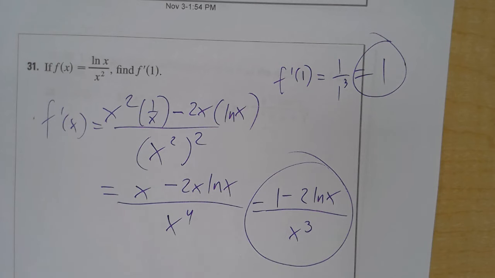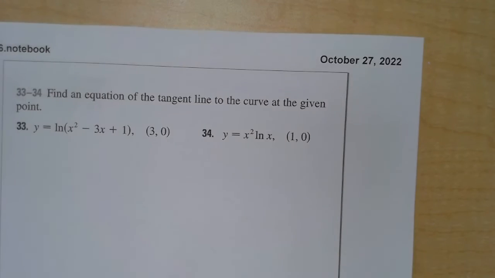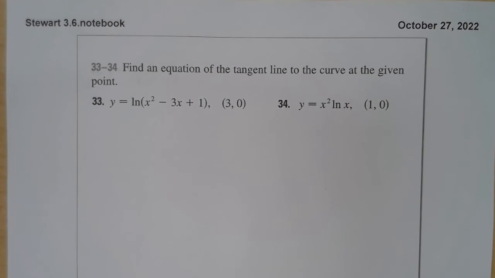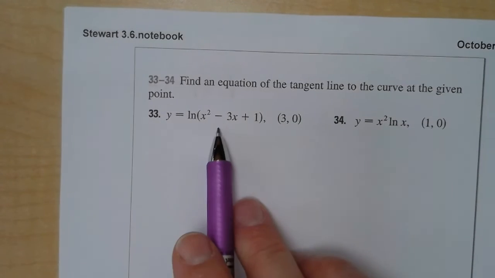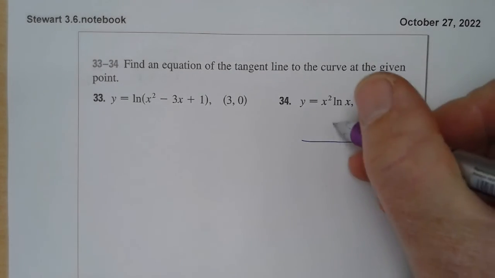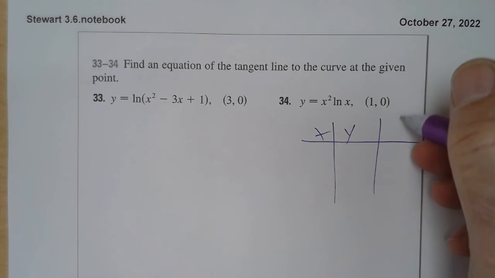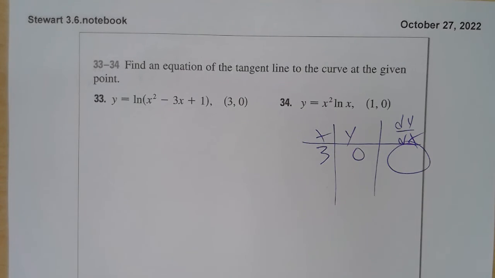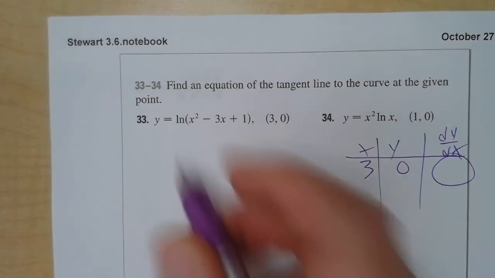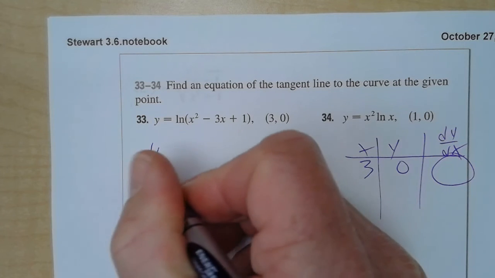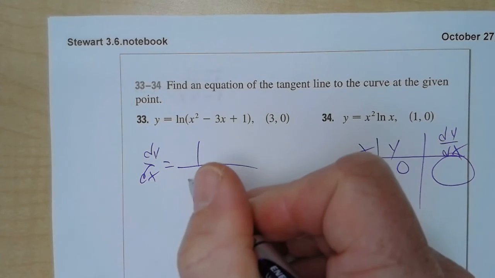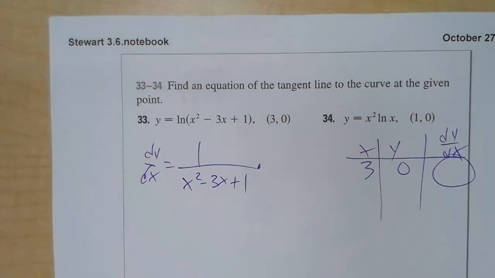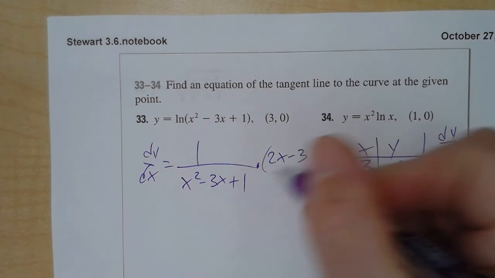Okay, so I think that's a pretty good one. Write the equation of the tangent line, okay? So on 33, we're writing the equation of the tangent line. So that means you got to take the derivative. Well, first thing you're doing is making a chart: x, y, dy/dx. 3, 0, slope. So you got to take the derivative of this, which would be dy/dx is equal to 1 over x squared minus 3x plus 1, times the derivative of the inside, 2x minus 3.